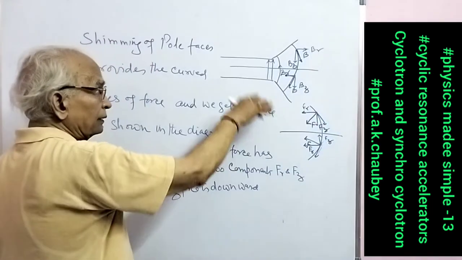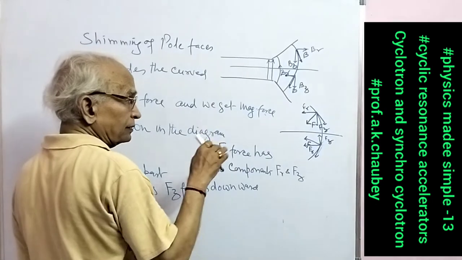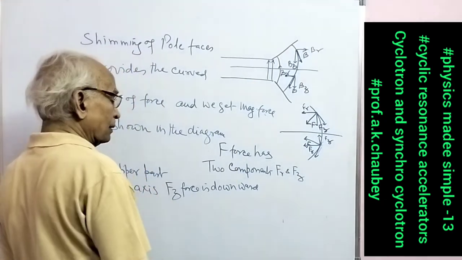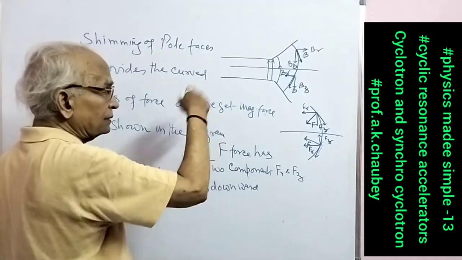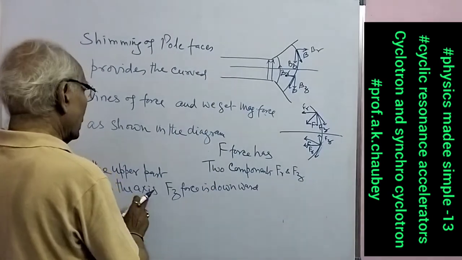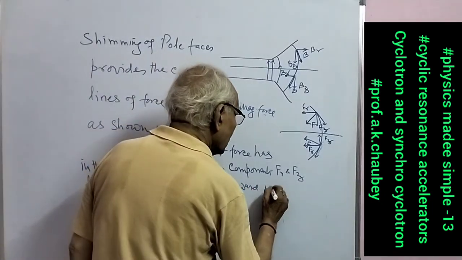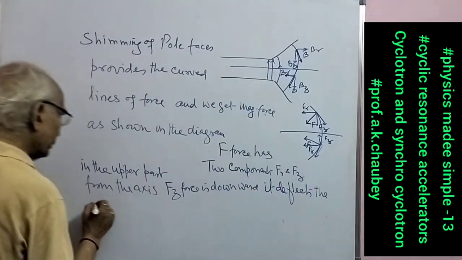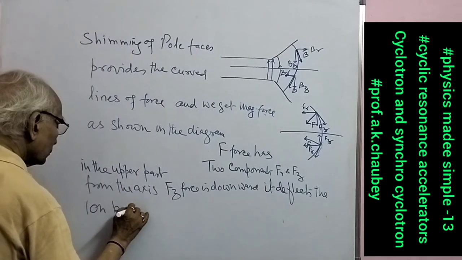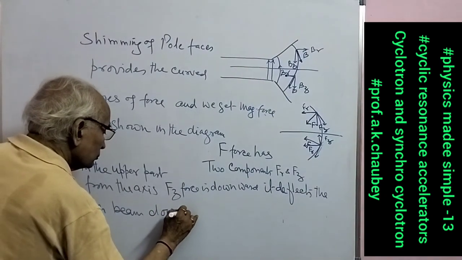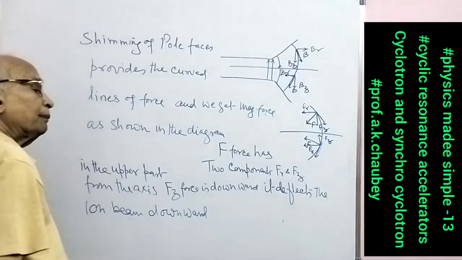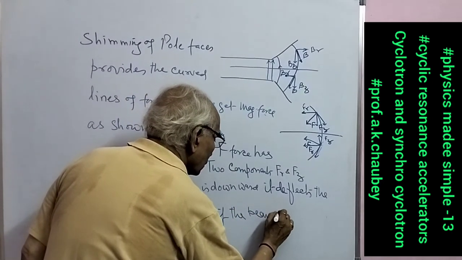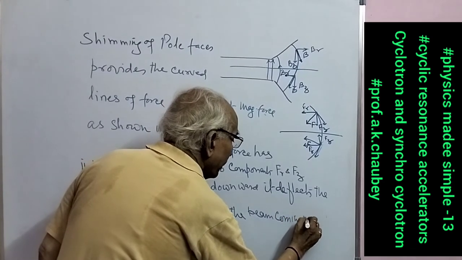So if the beam was rotating in this orbit and is shifted, say, to the upside, this force immediately sends the beam back to the lower side. Any beam going up from the central axis, the Fz sends it back. Above the axis, the average force is downward, it deflects the ion beam downward.